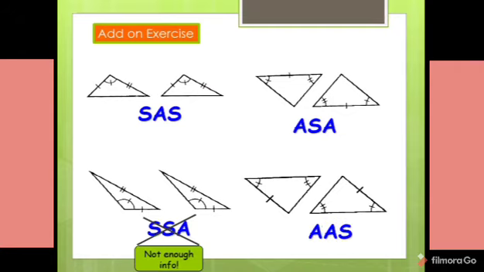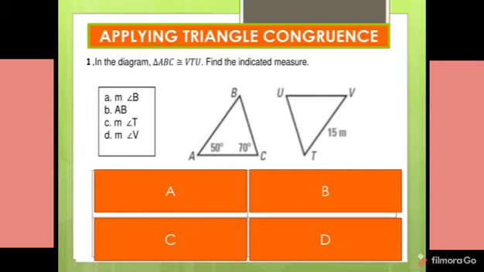Yes, that's correct. AAS or SAA could be. Now let us apply triangle congruence in this problem. In the diagram, triangle ABC is congruent to triangle BTU. Just leave it there. There is no such symbol there in the BTU. It's okay. We are asked to find the indicated measure.